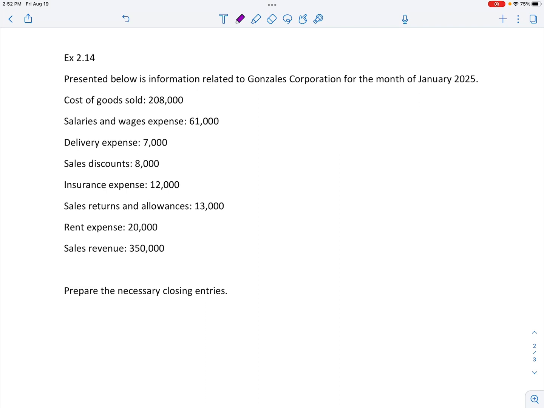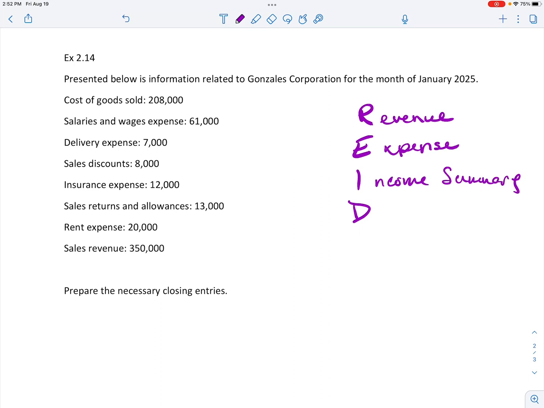So let's look at these closing entries. Remember, when we're closing our entries, we're going to close them in order. I like to use our REID: revenue, expenses, income summary, and dividends.